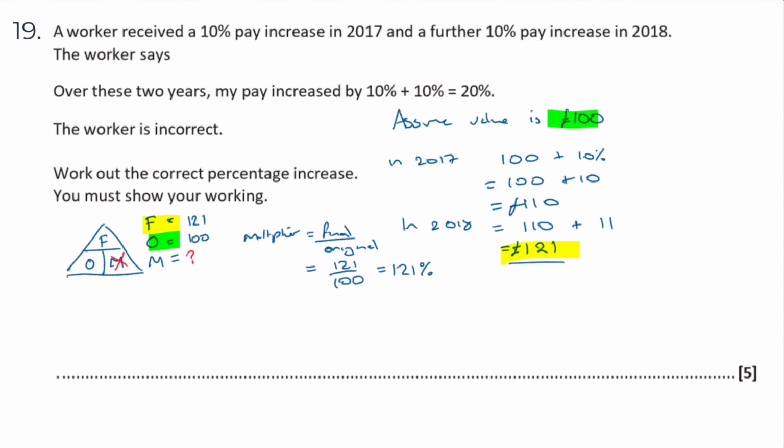Now we had the same conversation earlier that if it's 121%, that is an increase of 21%, isn't it? Because you always start with 100%, so 100% taken off 121 leaves you at 21% it's gone up by. So 10% plus 10% is actually equal to 21% when you're talking about compound interest.